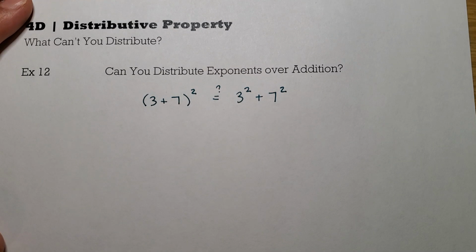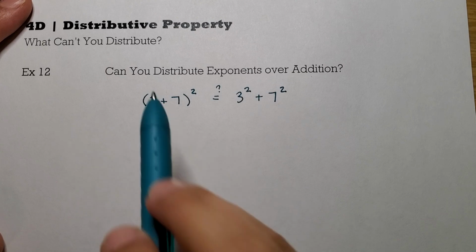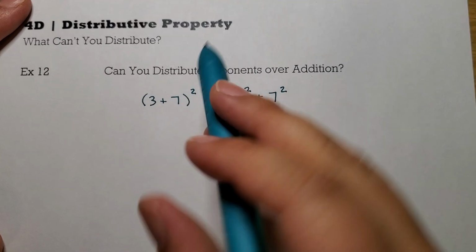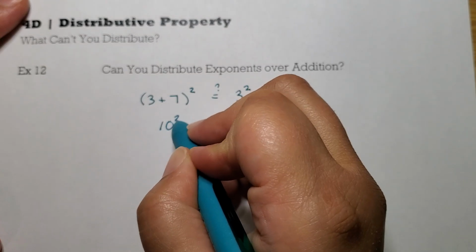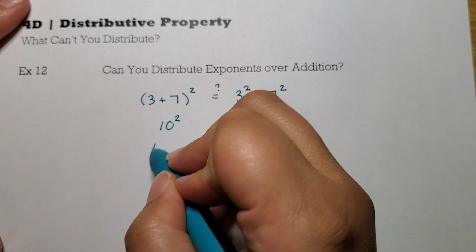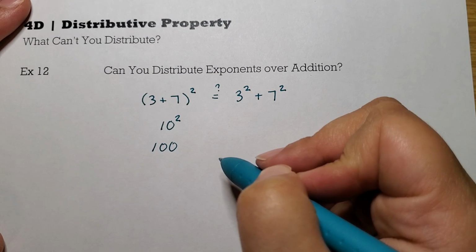So what do you think? Do you think we'll be able to do that? I don't know, let's find out. So 3 plus 7 by our order of operations is 10. And 10 squared means 10 times 10, which is 100.